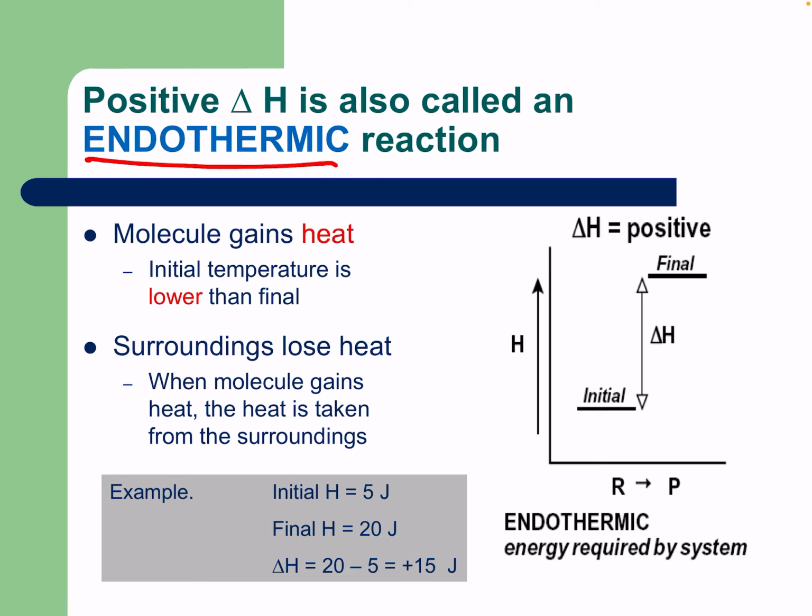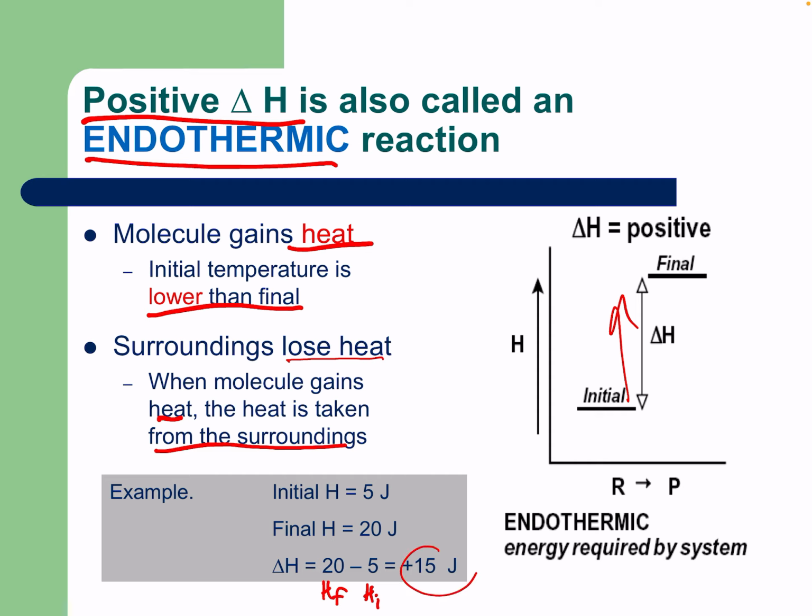Now endothermic. A positive change of H is endothermic. In this case, the molecule gains heat, and the initial temperature is lower than the final. So here we're going up, from the initial to the final. The surroundings lose heat. When a molecule gains heat, the heat is taken from the surroundings. So here's our example again. We have our HF, our HI, and this is positive 15. So this is an endothermic reaction, where energy is required by the system. Key word: required.